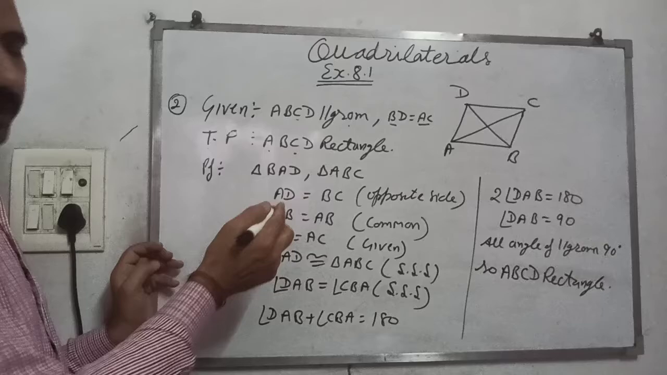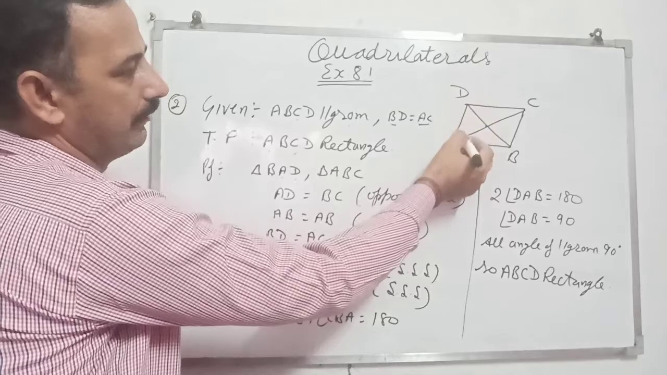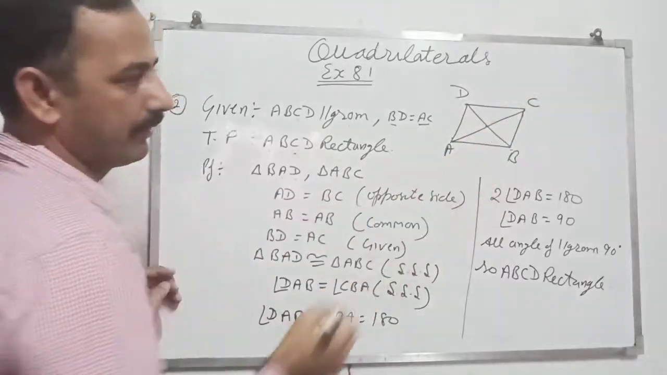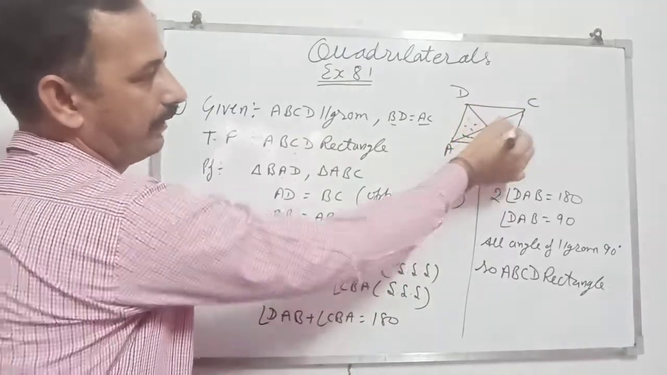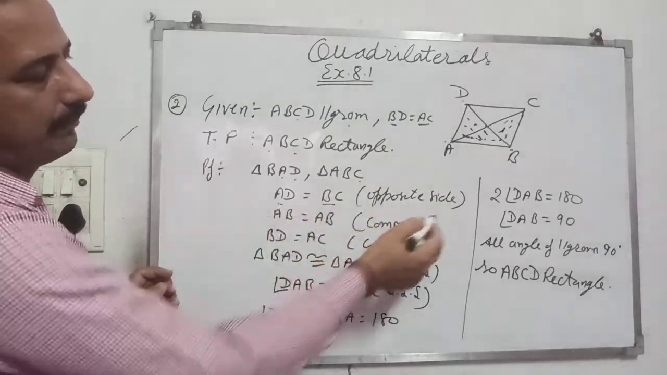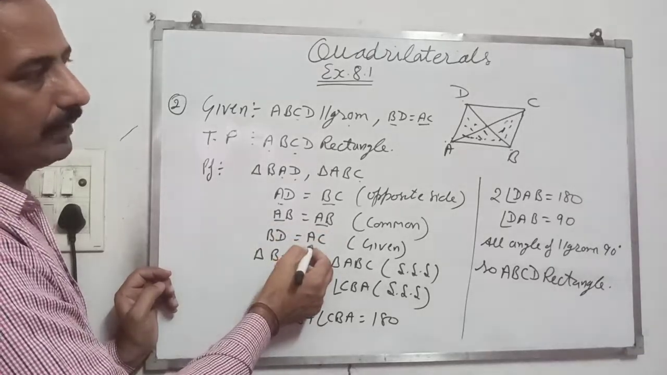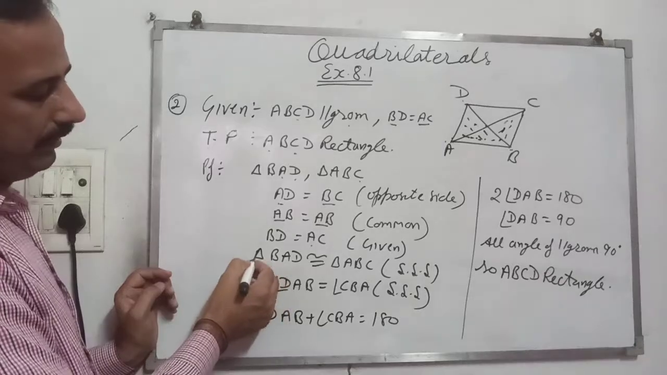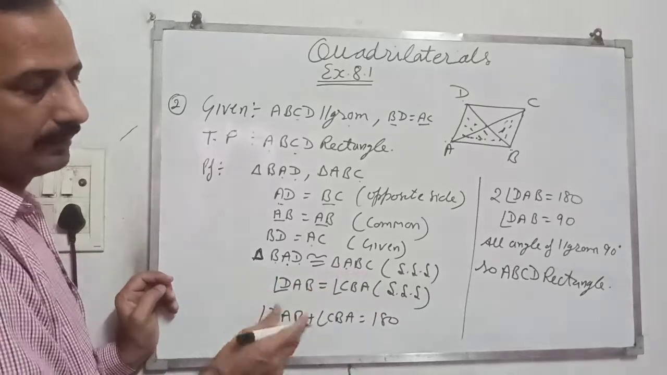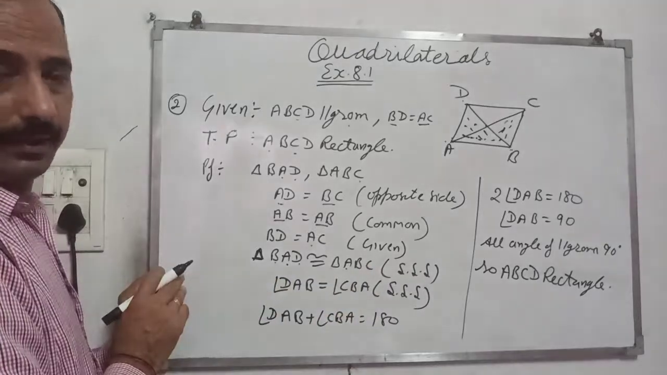Now we use two triangles, that is triangle BAD and triangle ABC. So AD equal to BC, it is the opposite side of the parallelogram. AB is common. BD equal to AC, that is given. So triangle BAD is congruent to ABC. So why? SSS, that is the three sides of the triangles.